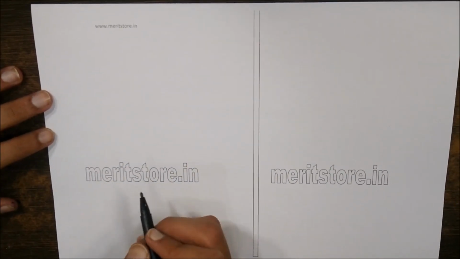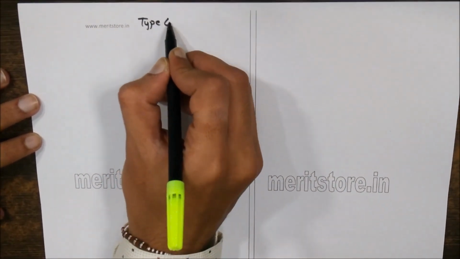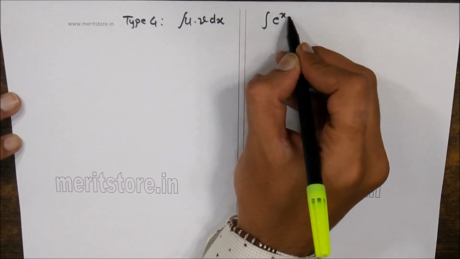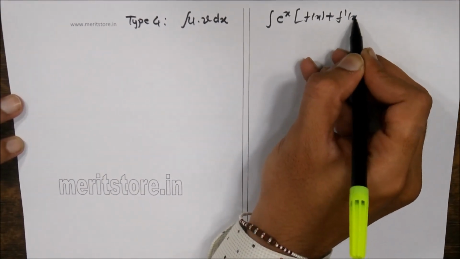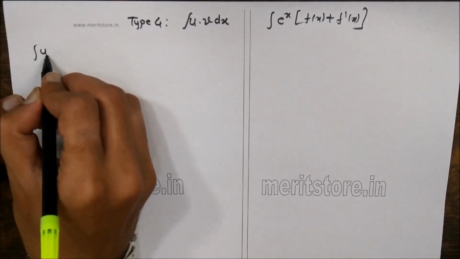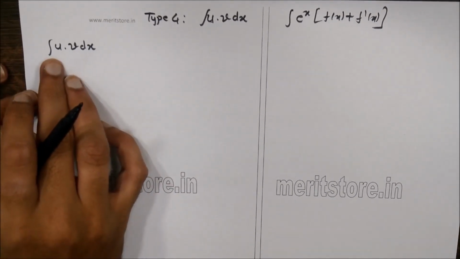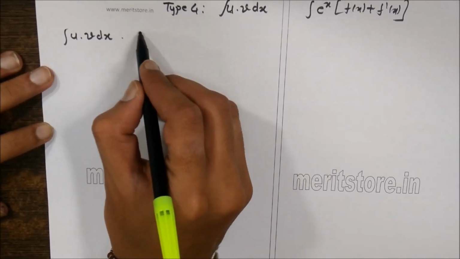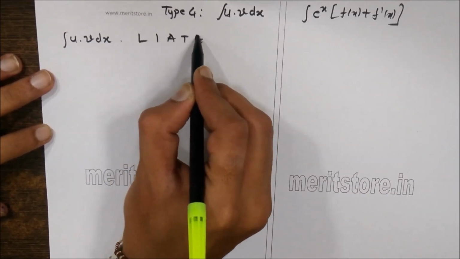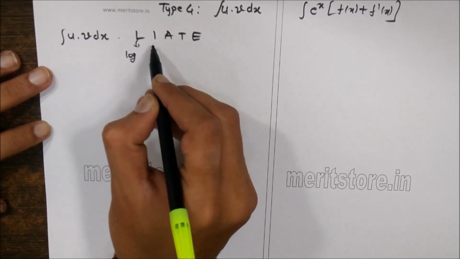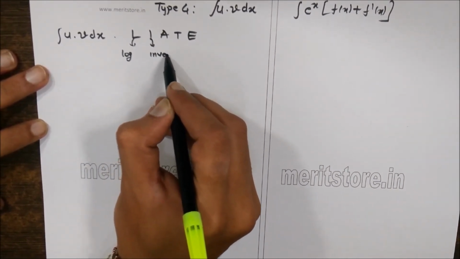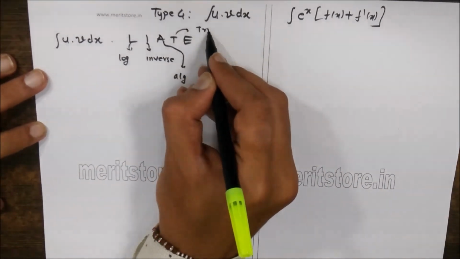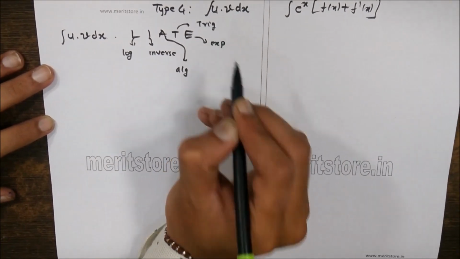Going for type 4. In type 4, we'll be learning the integral of u into v dx, and also we'll be learning integrating e raised to x into f of x plus f dash of x. Now coming to the integral of u into v, whenever we want to multiply two functions in an integral, we first check the order of LIATE, where L denotes the logarithmic term, I denotes the inverse term, A denotes the algebraic term, T denotes the trigonometric term, and E denotes the exponential term.